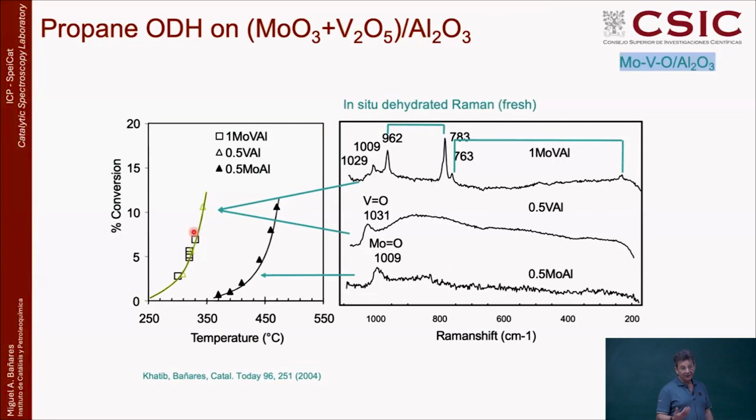And basically what it's telling us is that dispersed molybdenum is not very active. If I have a surface where we have a few dispersed molybdenum and a few dispersed vanadium, basically each of them is running on its own.